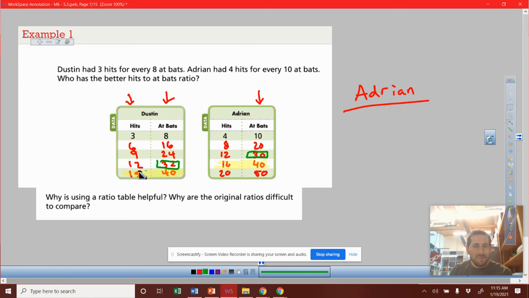So 2 ways to look at it. The hits were the same at 12. How many at-bats did they get?